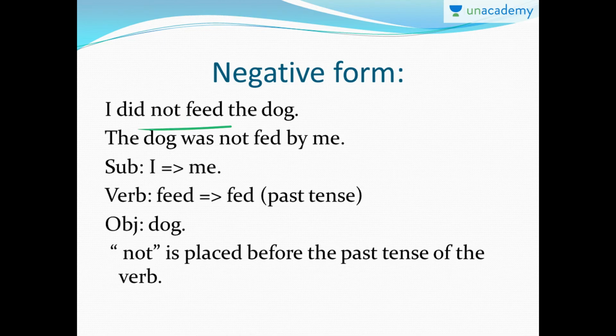Okay, so if I have to put it in the passive voice, here is the object, so that comes here. So, the dog was not fed by me. You use was and then the past tense of the verb, and not comes in between these two, was and fed. In the other lessons also I've asked you to pay attention, because the placing of not and has are all very important.